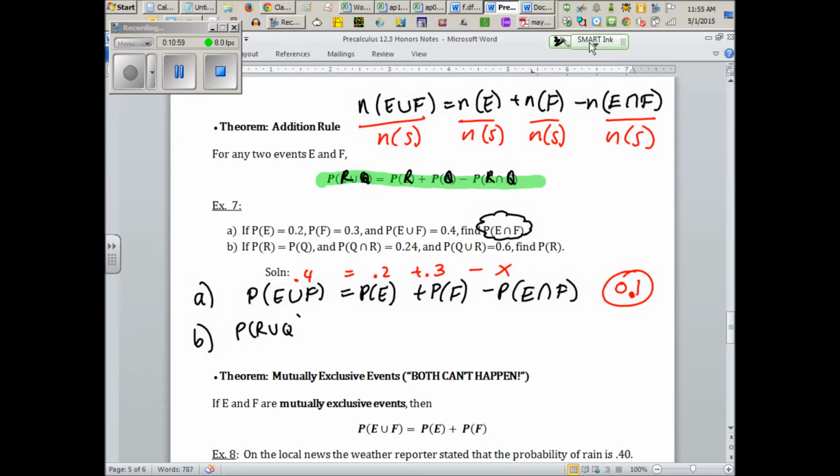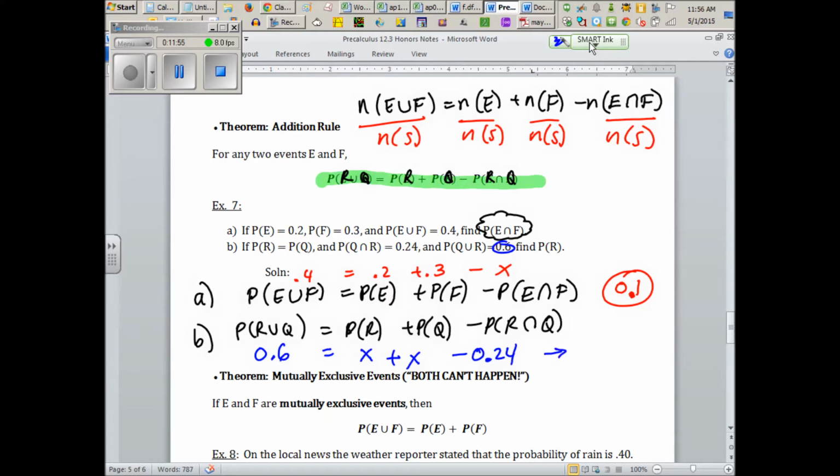So probability of R or Q is probability of R plus probability of Q minus probability of R and Q. I think they told us probability of R union Q was 0.6. It's given in the problem. They didn't tell us either of these, but they said they were the same. See? And then they asked us for them. So those are your x's. And they gave us this as 0.24. So literally just think of it as an equation. It's 0.6 equals 2x minus 0.24. So these are not hard at all. The most annoying thing is writing the question. Just so many symbols. So we get 2x equals 0.84, x equals 0.42.